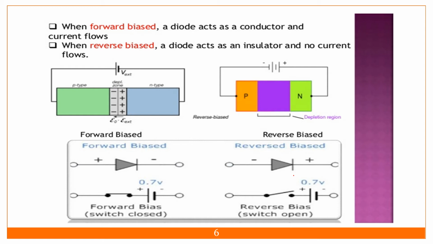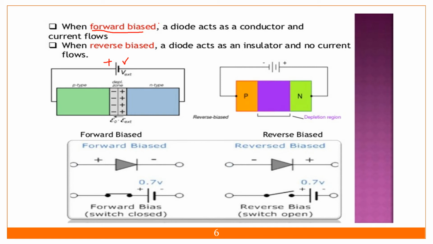What will happen if nothing is connected, and what will happen if I take a battery? This is the symbol of a battery, with the positive terminal and the negative terminal. I have connected the positive terminal of the battery to the p-type material and the n-type to the negative terminal. So P to positive and N to negative. The resultant combination is called forward bias.